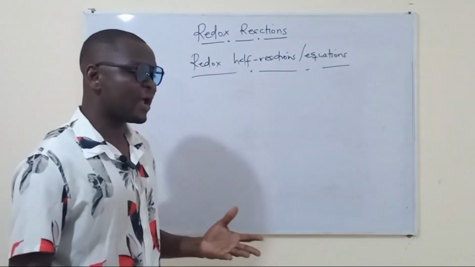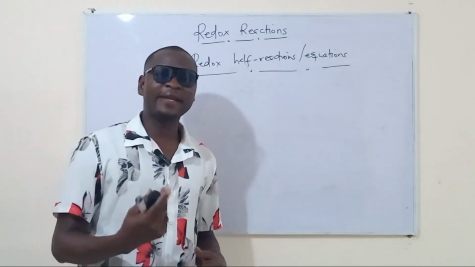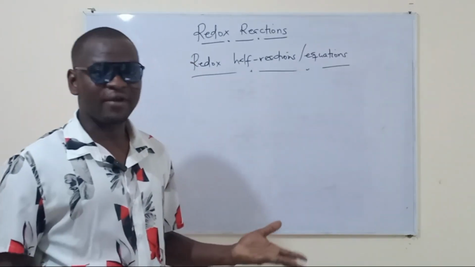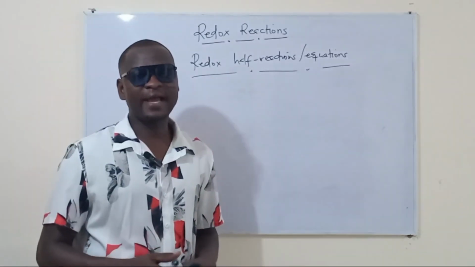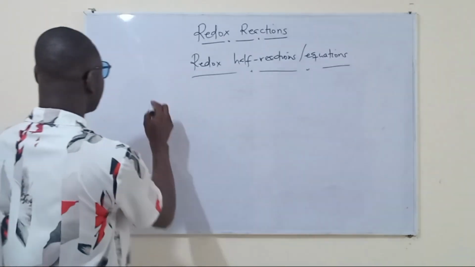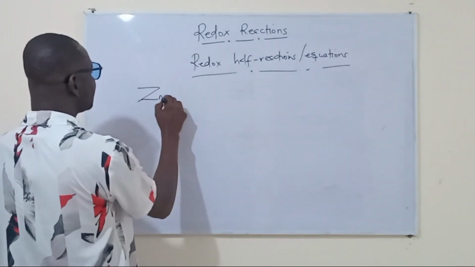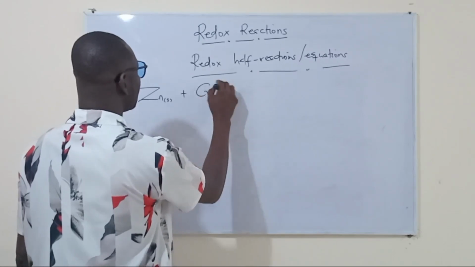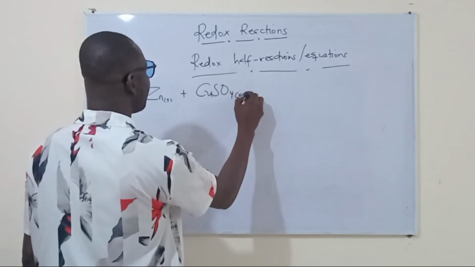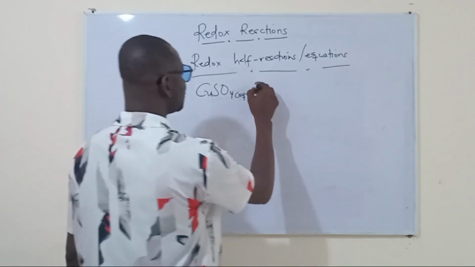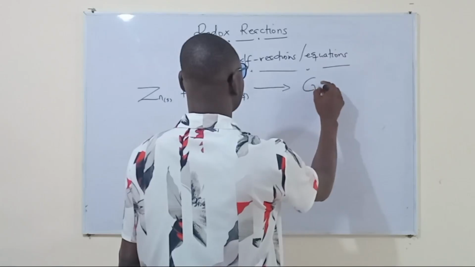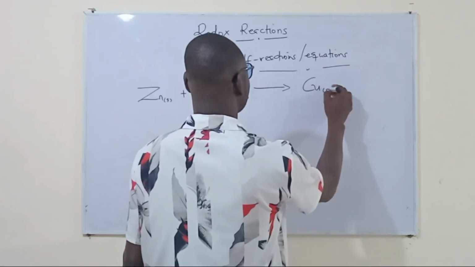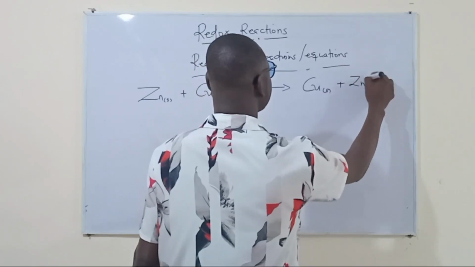Let's take an equation and identify what the redox half reactions are. Let's say I have this equation: zinc reacts with copper sulfate to give us copper plus zinc sulfate.